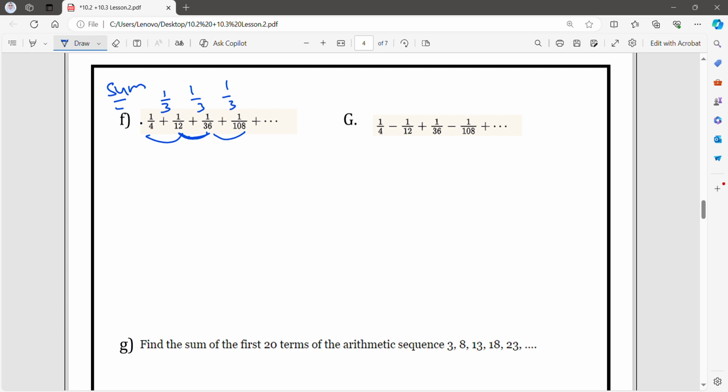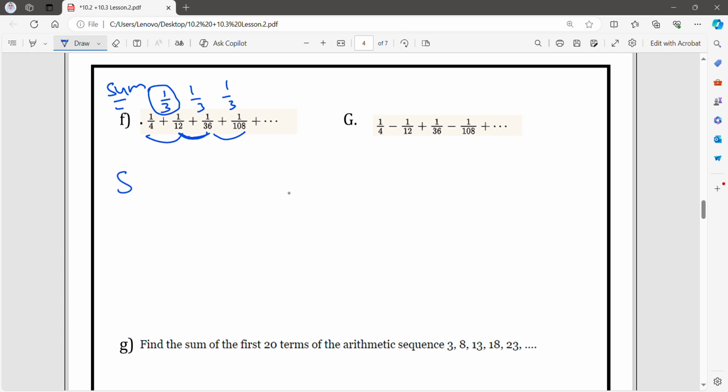You can check 1 over 108 divided by 1 over 36, it's 1 over 3. All common ratios are the same. It means this is a geometric sequence. And this is an infinite geometric sequence. I don't know how many terms. So definitely we have to first check the r value. r is 1 over 3, which is less than 1. It means the sum is possible.